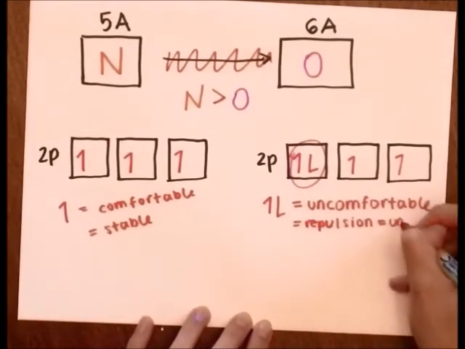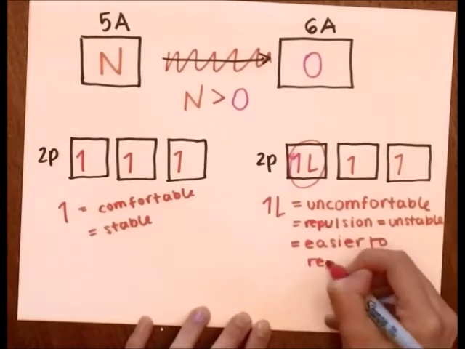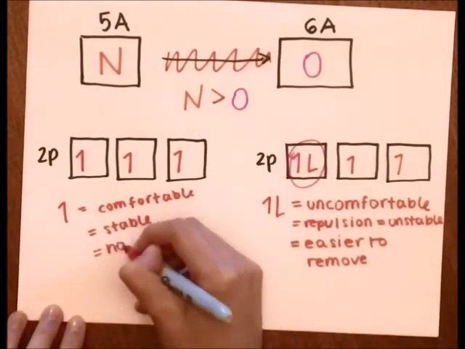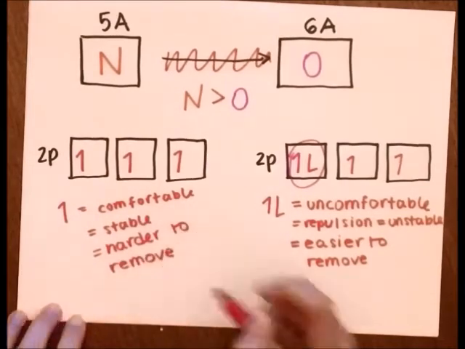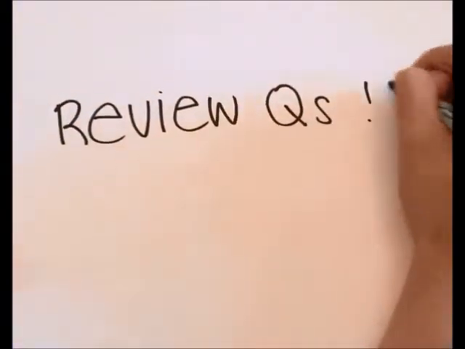This repulsion makes it easier to remove oxygen's outermost electron, and thus it has a lower ionization energy, because removing that electron would make it more stable. Now let's go through a couple of review questions to see how well you retain the information.